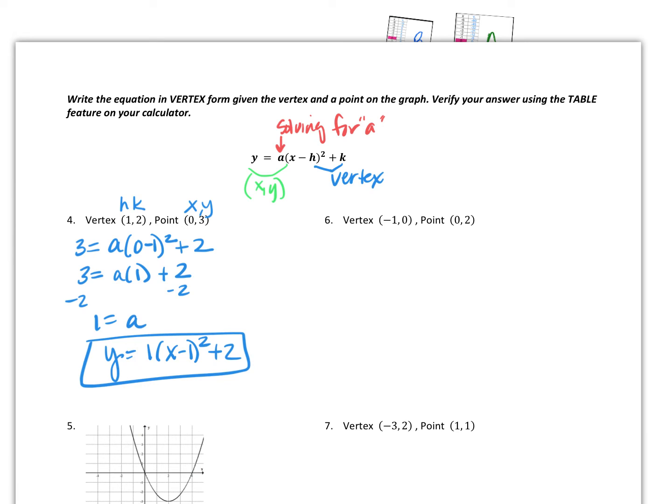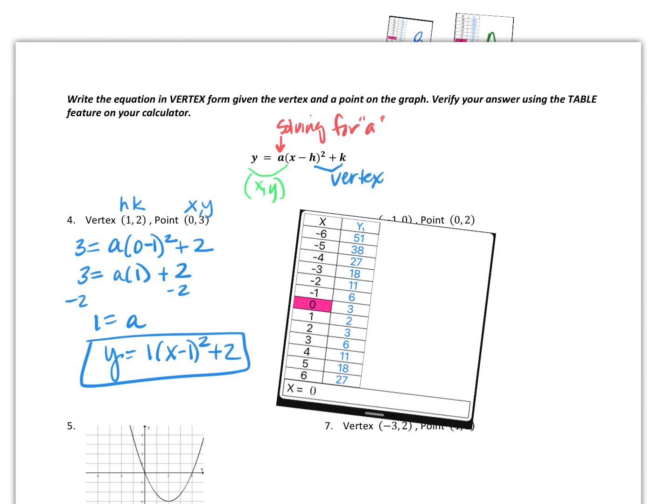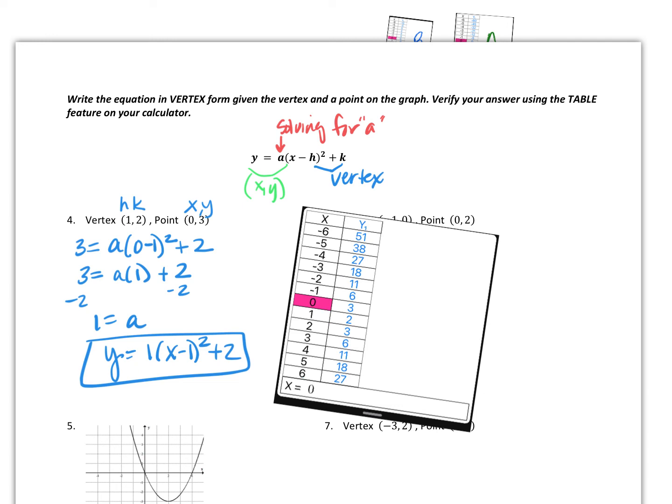So what I'm going to do now is look at the table. I'm going to put this in my y equals and look at the table and see if these 2 points show up. And here it is. Let's look at this. Did my vertex 1, 2 show up? There it is, 1, 2, yep. And did the point 0, 3? Yes, it did. So my equation is correct.